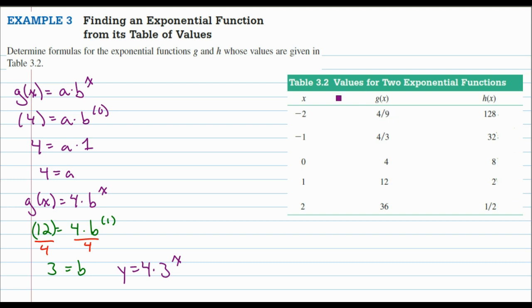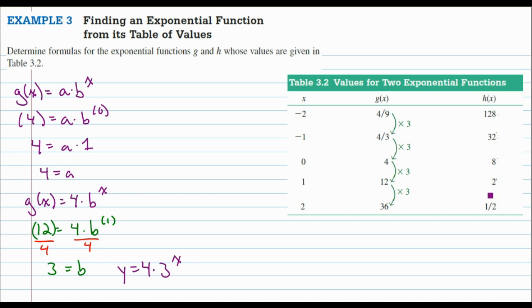Now if you look at g of x's y values, they are multiples of 3 apart. If you take g of negative 2 and multiply by 3, you get g of negative 1. If you take g of negative 1 and multiply by 3, you get g of 0. 4 times 3 is 12, 12 times 3 is 36, etc. These are growing exponentially by a factor of 3.